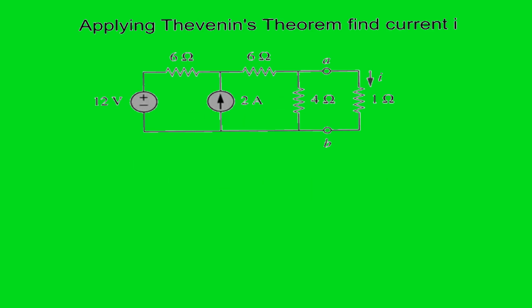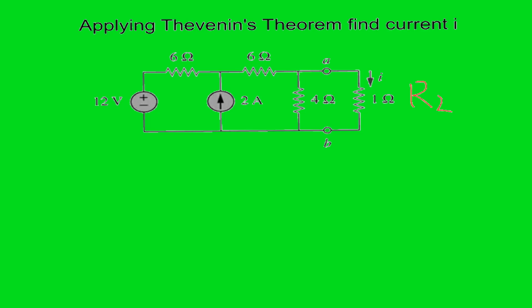So now let's talk about Thevenin's theorem and how to use it in circuit analysis. Let's do the example where we need to apply Thevenin's theorem to find current I. The current I is the current through the 1 ohm resistor, and that resistor is also known as the load resistor, so we can call it our load.